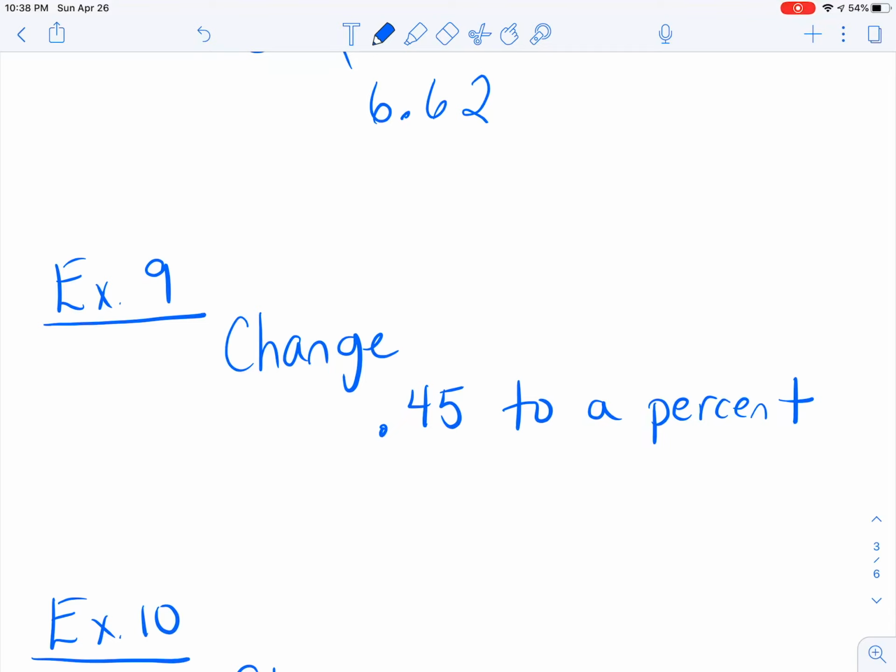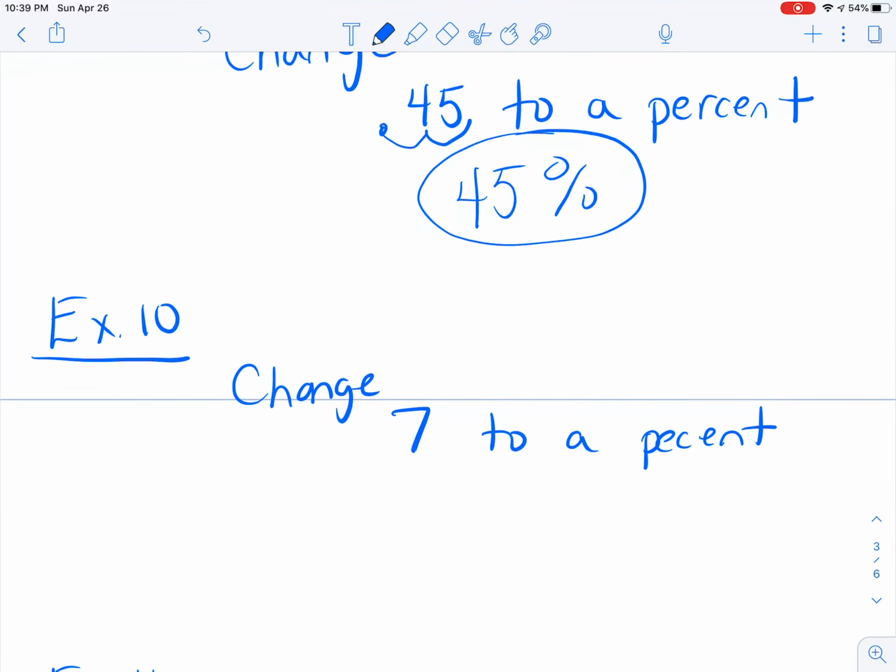Now we're going to change a decimal to a percent. So if we go from a percent to a decimal, we moved to the left 2 places. For a decimal to a percent, we're going to move to the right 2 places. So 1, 2, add your percent sign, 45%.